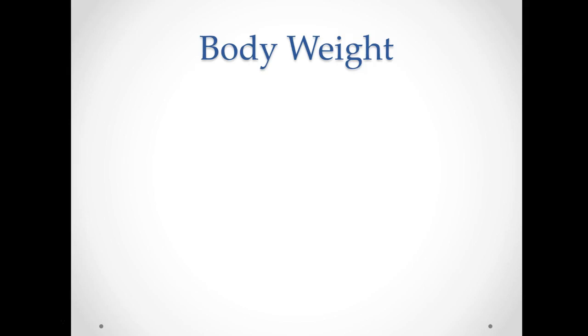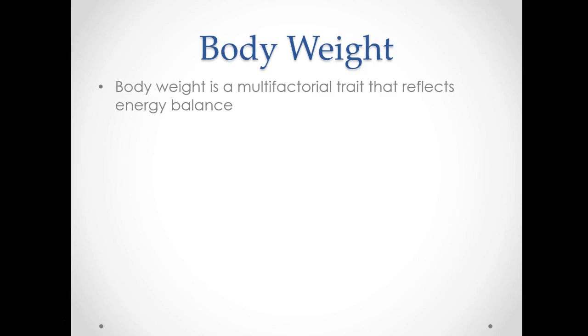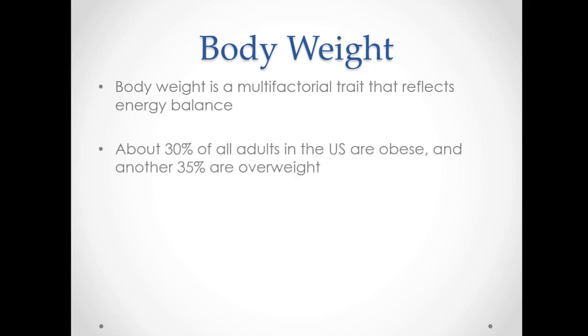So especially as a child, as a growing child, if you're not receiving the proper nutrition that you need, you're not going to be able to reach what we call your height potential, and that's based on your genetics. Body weight is another example of a trait that is multifactorial and, again, polygenic.